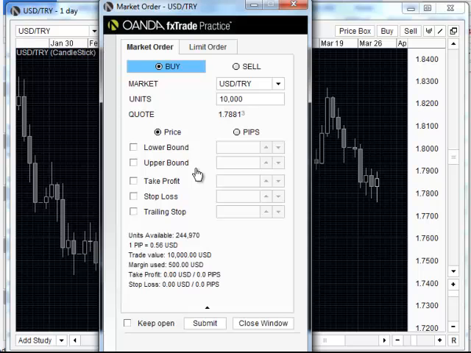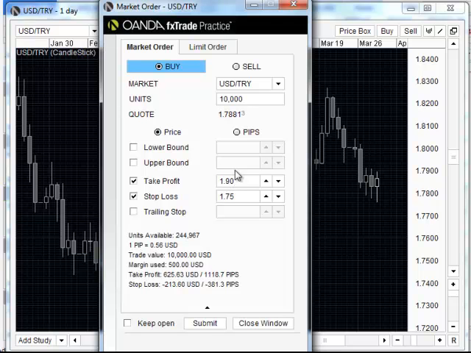Now the second thing you need to decide is your stop loss. So let's say I'm going to set my stop loss at 1.75. The stop loss is just an automatic order to close the trade if the price moves to 1.75. And we need to set our take profit, and let's do 1.90. And take profit is just an automatic order to close the trade if the price reaches that level.